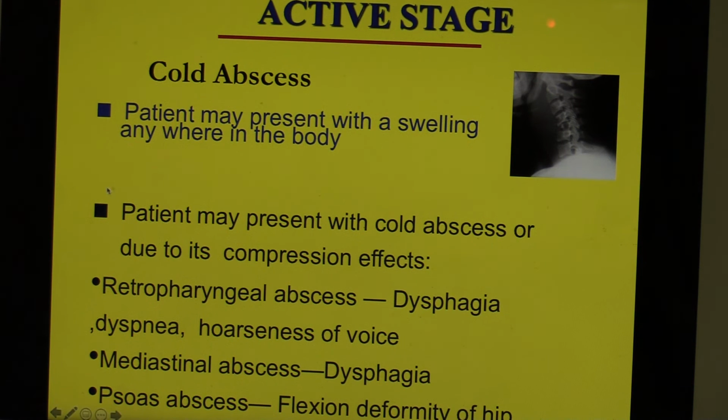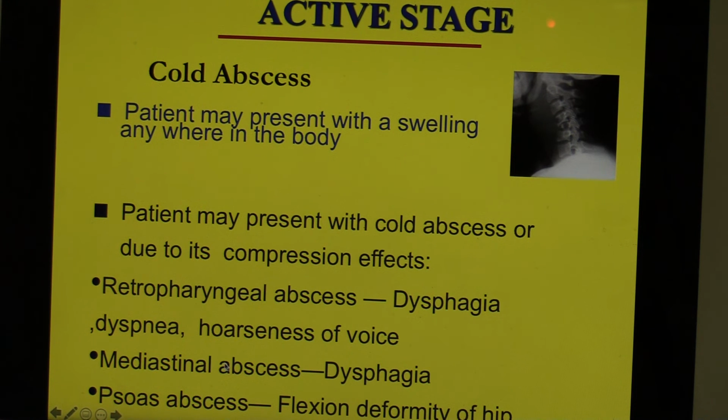These cold abscesses, the patient may present with swelling anywhere in the body. However, sometimes these abscesses have some compression effect. Say, for example, in the upper cervical spine, if it collects just in front of the vertebral body, the tracheal shadow and air column in the oropharynx and nasopharynx get pushed, and as a result the patient experiences dysphagia, difficulty in eating, or the patient may have breathlessness and hoarseness of voice because of the upper cervical spine involvement.